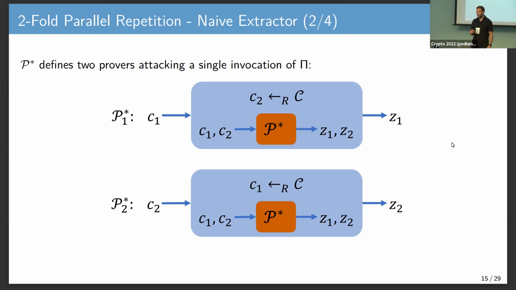Note that in this case, the provers P1 star and P2 star are no longer deterministic. We have this randomness, so they have to sample a random challenge internally. But their first messages are still the same. So this doesn't give us any issues.